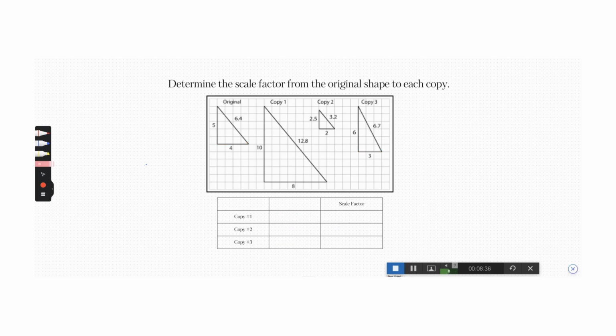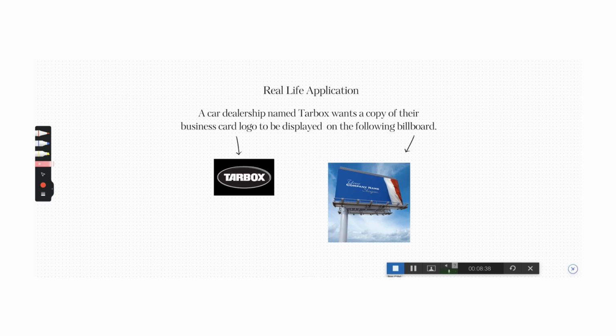All right, so now let's try this one last problem together here. All right, so this is a real life application. So it says a car dealership named Tarbox wants a copy of their business card logo to be displayed on the following billboard. All right, so again, they want this little card here displayed on here. So we need to make a scale copy.